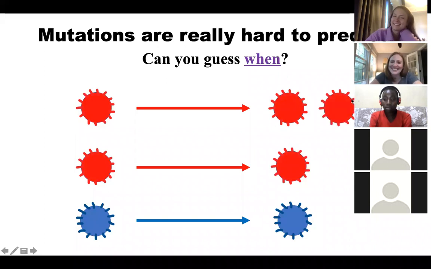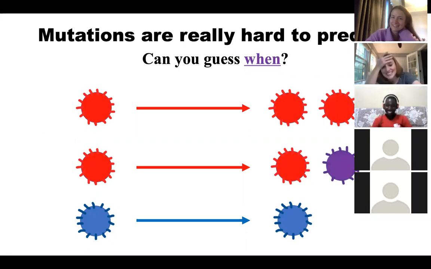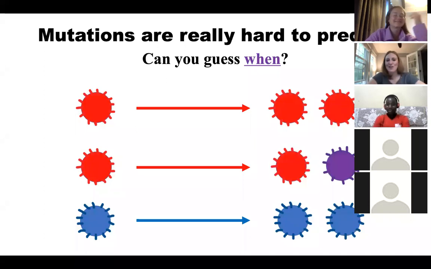Okay, let's see. Oh, I lost again. Okay. Another time. Red, blue, or purple? Okay. 1, 2, 3. Red. Oh my gosh. I can't take this anymore. Okay, it's purple. Okay. One more time. Red, blue, or purple? 1, 2, 3. Blue. Nice. I got 1. So mutations are really hard to predict.